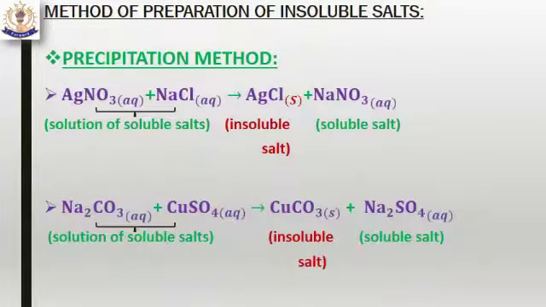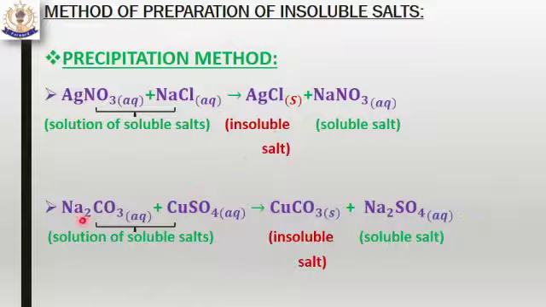Now, the method to prepare insoluble salt is called the precipitation method. Insoluble salts are usually prepared during a chemical reaction. Solutions of soluble salts are mixed and as a result an insoluble salt is formed. During the reaction, exchange of ionic radicals takes place. Na reacts with NO3 and Ag reacts with Cl and they form AgCl and NaNO3. As a result, two salts are formed. One is insoluble in water and another one is soluble in water. This insoluble salt precipitates at the bottom. Precipitate means settle down at the bottom.